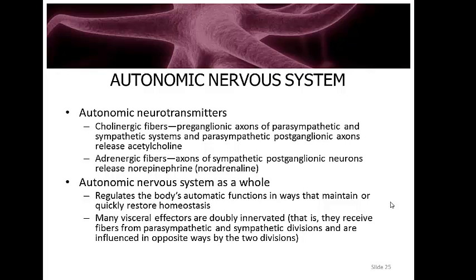Many visceral effectors are doubly innervated. What that means is they receive fibers from parasympathetic and sympathetic divisions and are influenced in opposite ways by the two divisions.